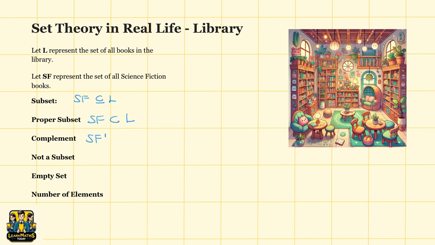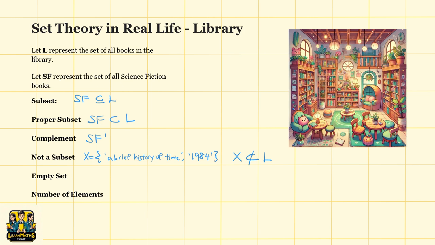Imagine if you have a list of books, say, A Brief History of Time and 1984. Imagine if A Brief History of Time is not in the library at all, perhaps it is a private collection book, then this set containing these two books is actually not a subset of the library collection.